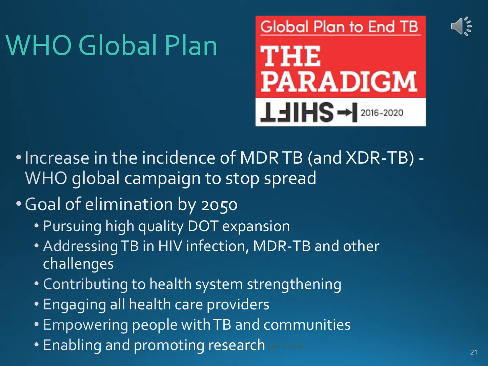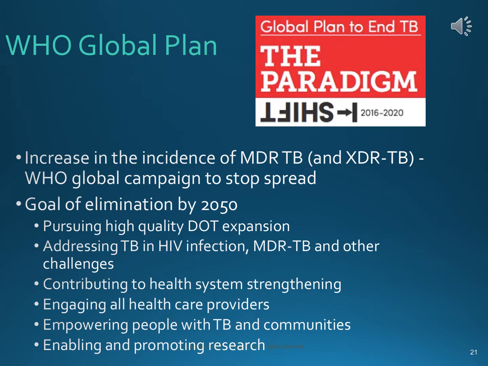Finally, back to the World Health Organization global plan to end TB. There's been such an increase in the incidence of multi-drug resistant TB and XDR-TB. Now, XDR-TB is a strain that is resistant to all drugs. Think about that, resistant to all drugs. So there's nothing that will kill this. And because of this increased incidence, the WHO's global campaign has taken off in the last few years to try to stop the spread of the disease. The goal is to eliminate the disease by 2050.